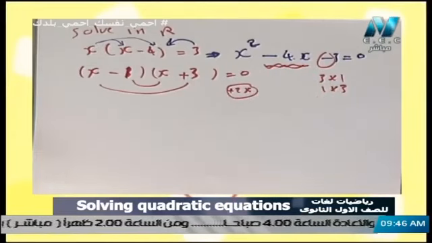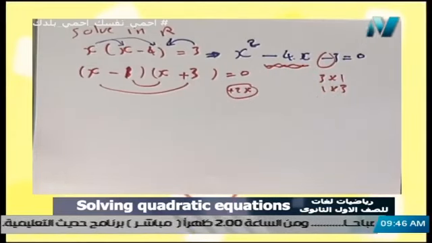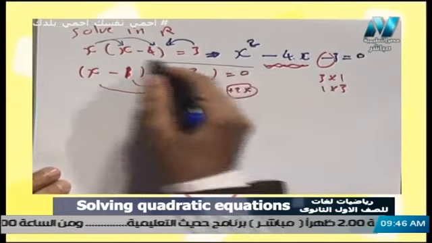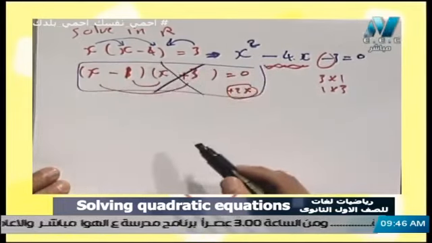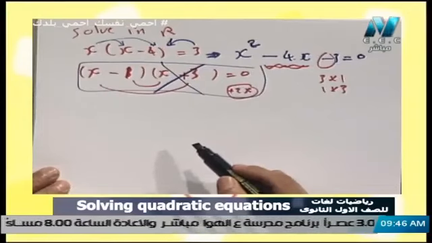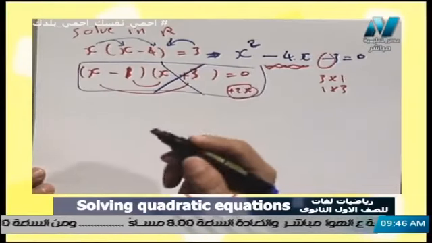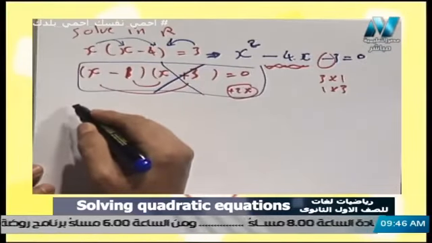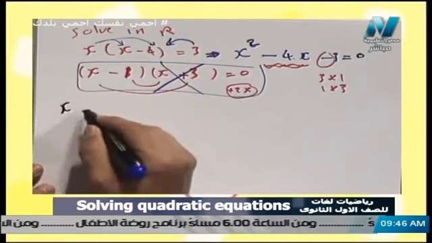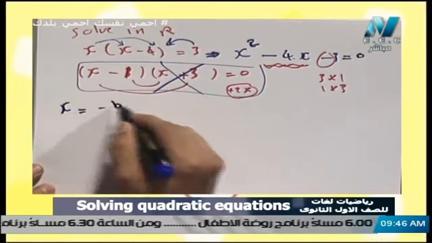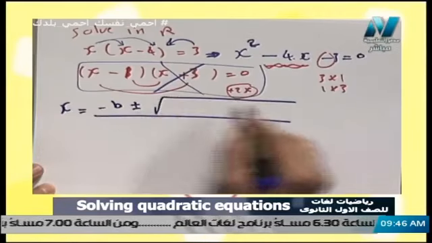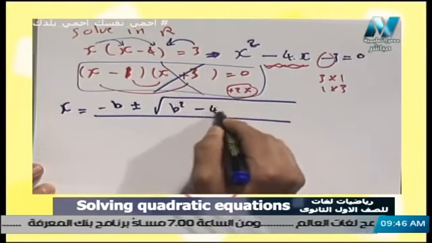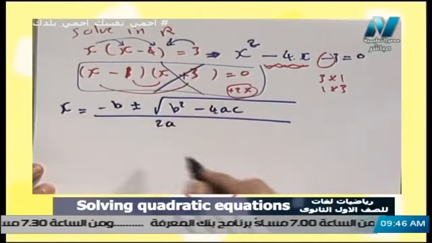So we know now that using factorization is faulty, or we cannot use factorization. So it's useful to find it by using the formula, which is x equals negative b plus or minus square root of b power 2 minus 4ac over 2a.